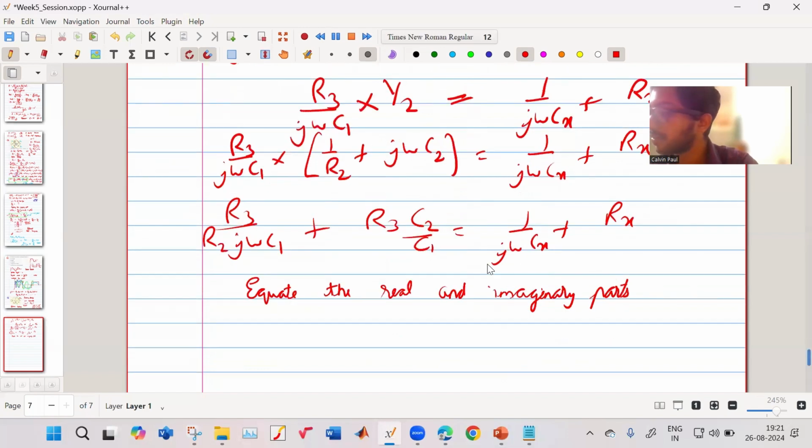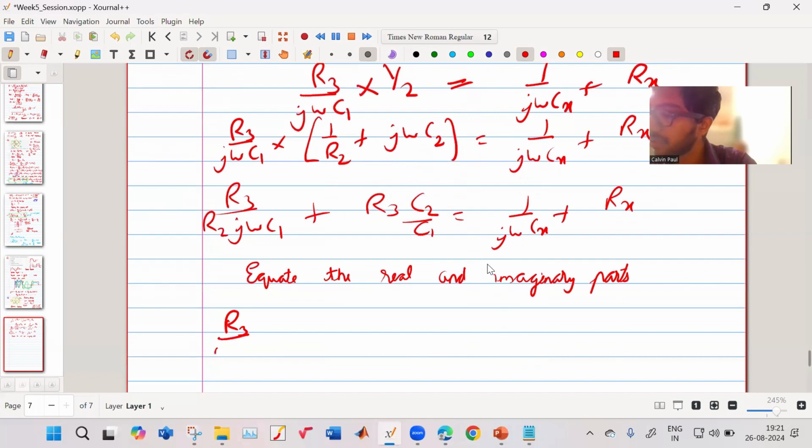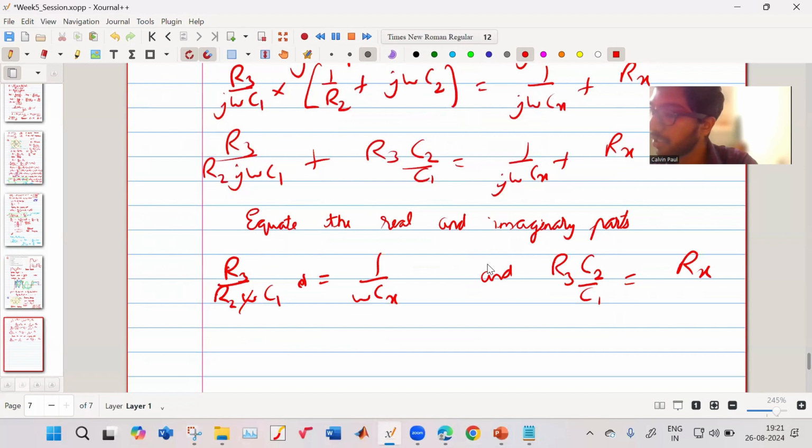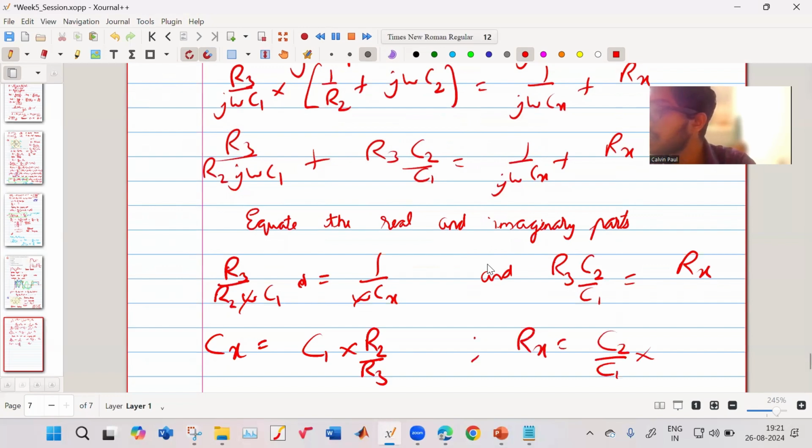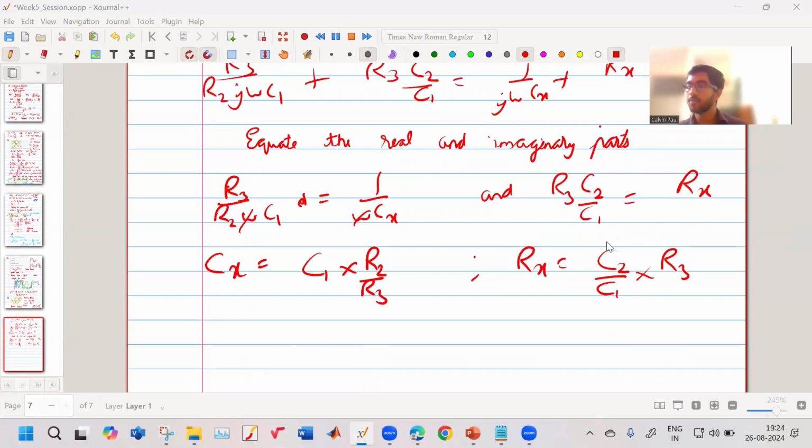So what do we get? R3 upon R2 omega C1 is equal to 1 upon omega Cx for the imaginary part, and for the real part, R3 into C2 upon C1 is equal to Rx. The omegas get cancelled. So Cx is equal to C1 into R2 upon R3, and Rx is equal to C2 upon C1 into R3. Okay, so now we got the expressions for Cx and Rx.